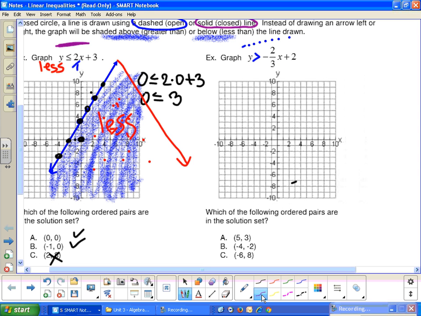Okay, let's look at the second example. Y is less than negative 2/3 x plus 2. Vanessa, where are we going to start at? Okay, very good. 2. We always start at this number. Is that how we can count that slope? Okay, good. Down 2, over 3. Is this going to be a dotted line or a solid line? It'll be dotted because there's no equal to underneath there. So we want a dotted line.